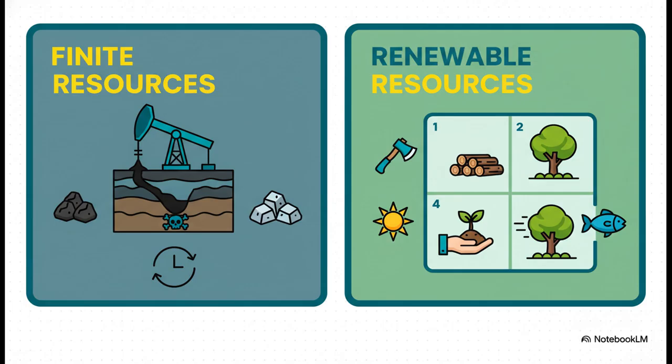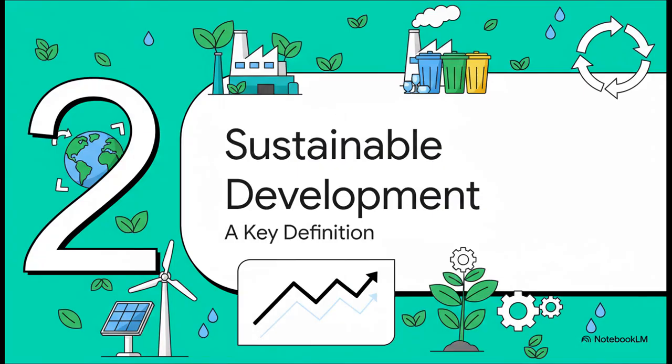Think timber. We can plant a new tree and it'll grow back within our lifetime. And that's the real key here, the time scale. Can it be replaced in a human lifetime? If yes, it's renewable. So, if we know that we're going to run out of some stuff eventually, it forces us to ask a really important question, doesn't it? How do we keep things going without using everything up?